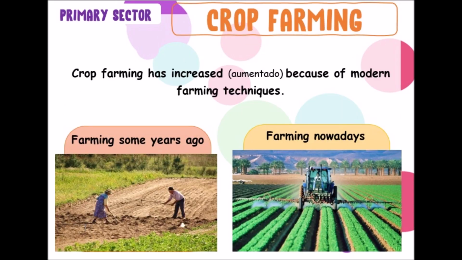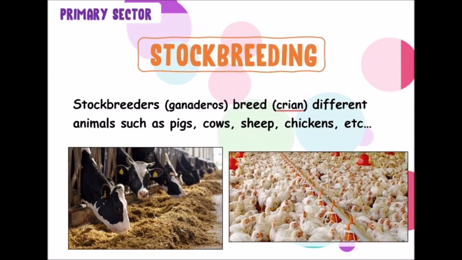Now, look at these two pictures. We can see that crop farming has increased a lot because of modern farming techniques. In the first picture, we can see two people working with their hands, but in the second picture, we can see a tractor, which makes the job easier. The second group of work in the primary sector is stock breeding.